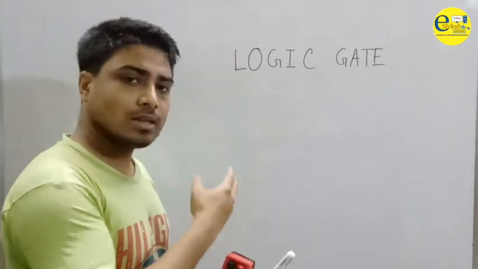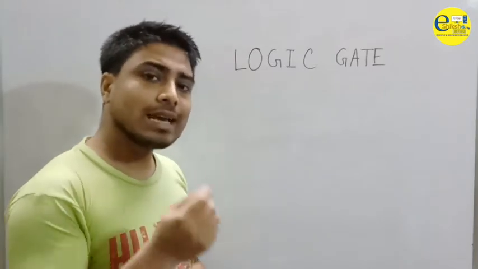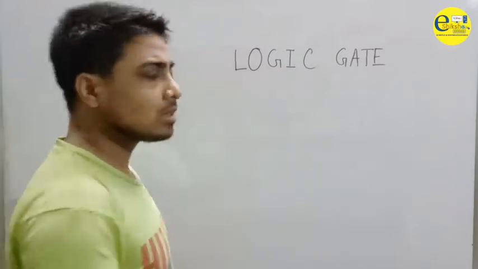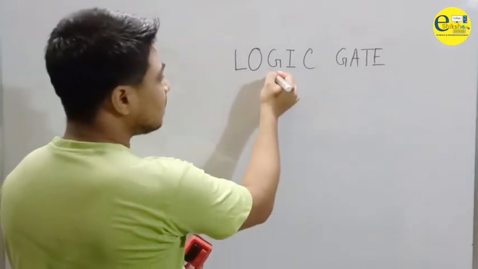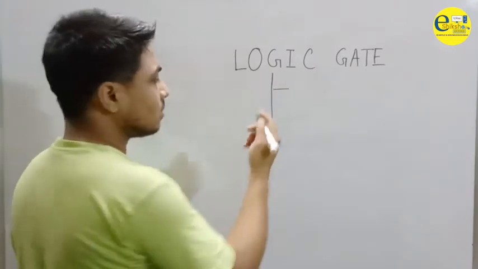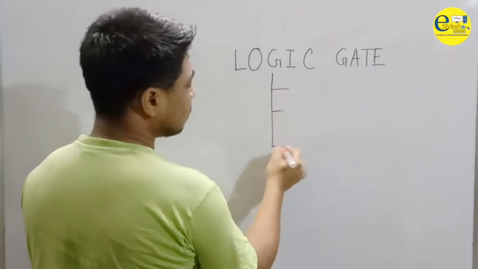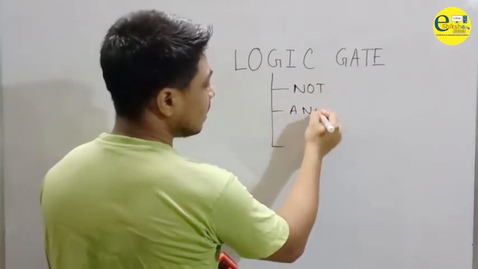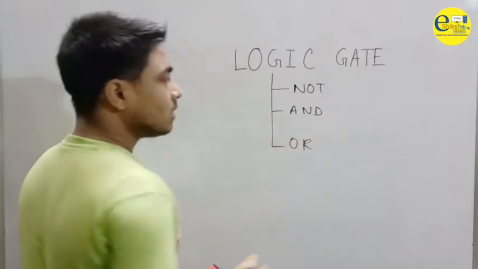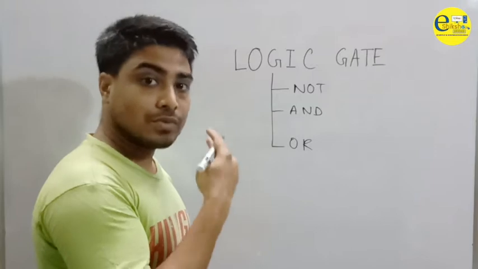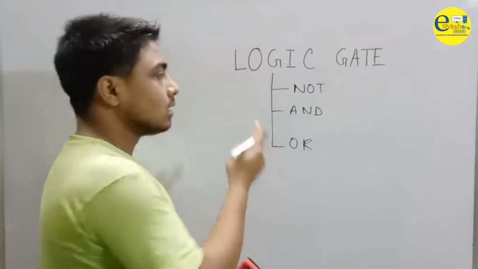Logic gates has two words. One is logic and another one is gate. So what does logic mean? Logic simply implies logical operator. What are the logical operators? NOT, AND, OR. These three are logical operators. Don't be confused with logic gates. These are logical operators.